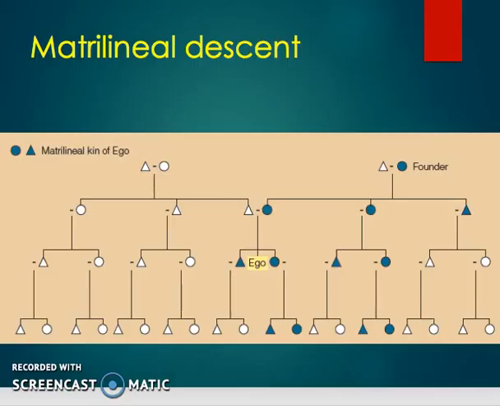Matrilineal descent begins with the founding ancestress and counts down through the female line. Again, both sons and daughters belong to their mother's matrilineage. In this case, daughters' children belong, sons' children do not. They belong to their mother's matrilineage.